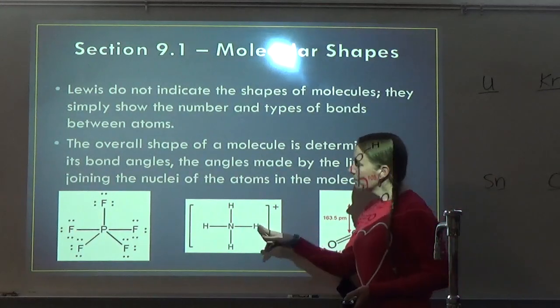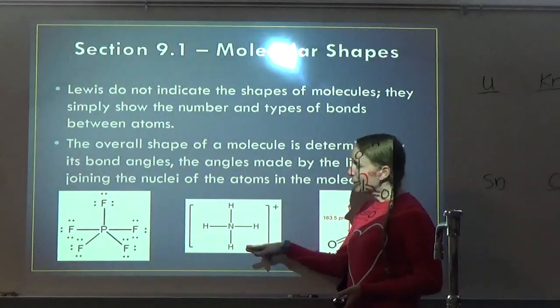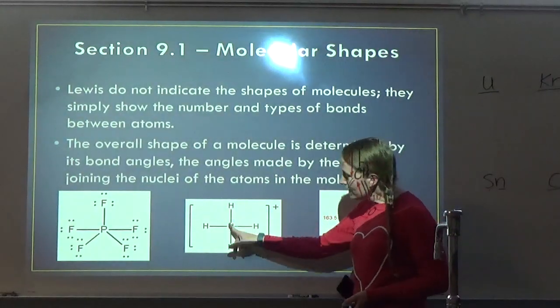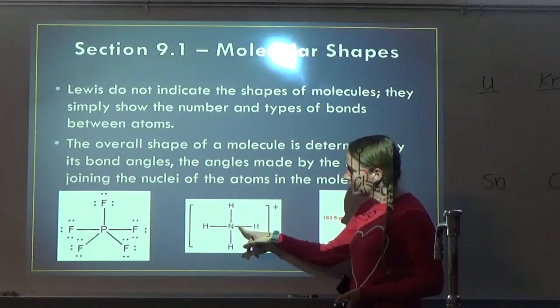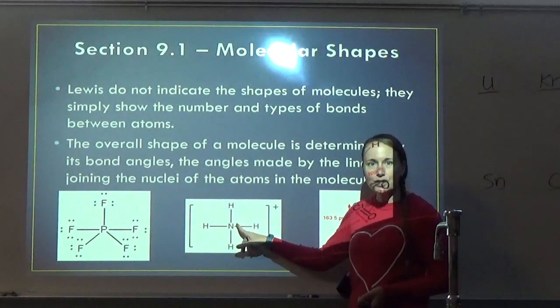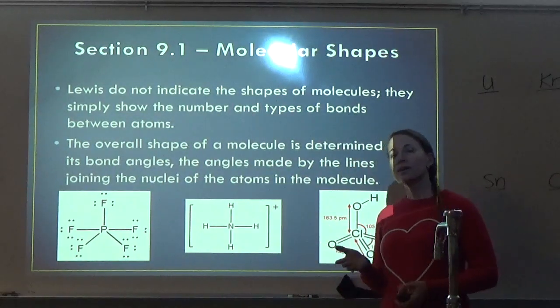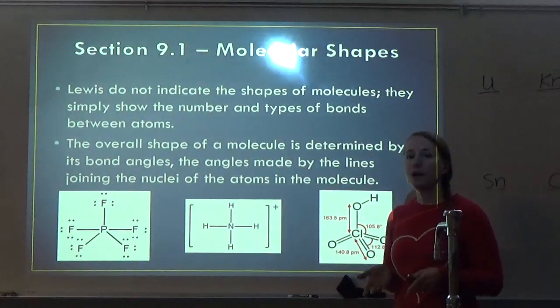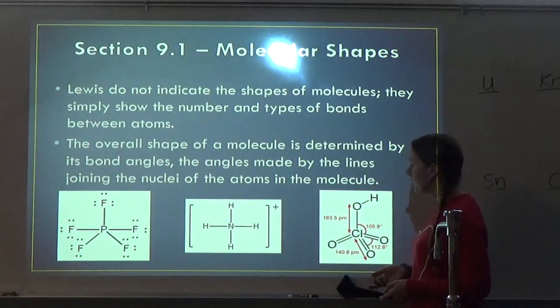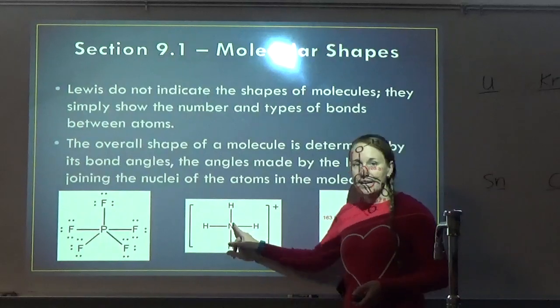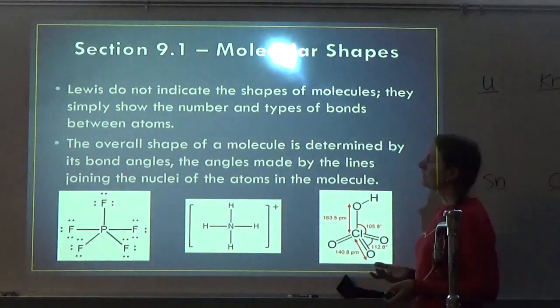A Lewis dot structure might look like this, which might make you think, oh, this bond angle is a right angle, this is only 90 degrees. But you have to remember that there's 3D space that these bonds can spread out between. Just because it's drawn flat on a piece of paper doesn't mean that's what it looks like in reality.